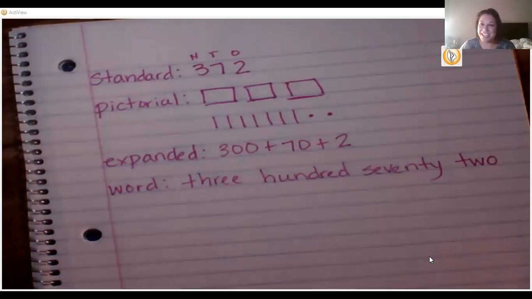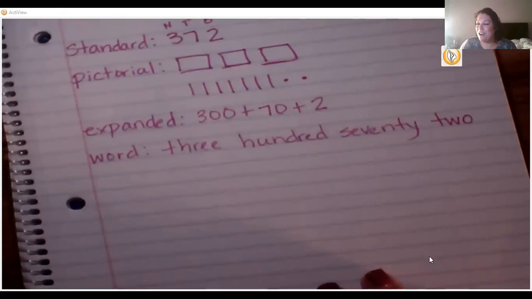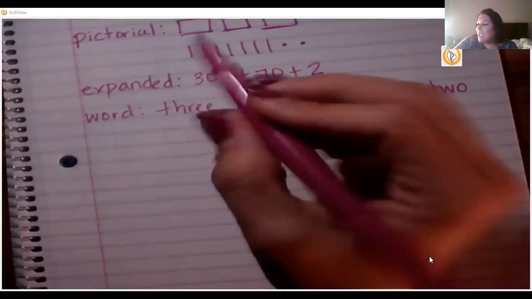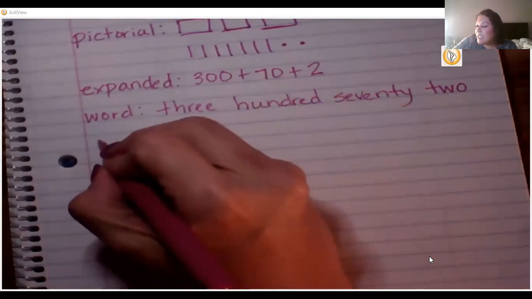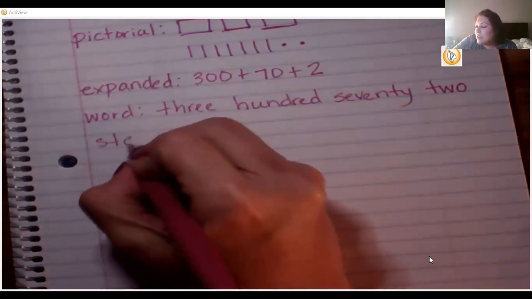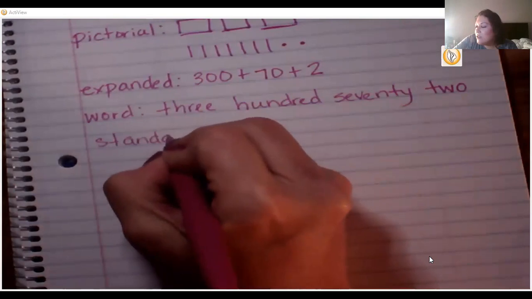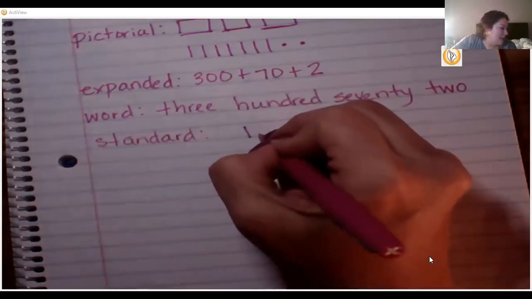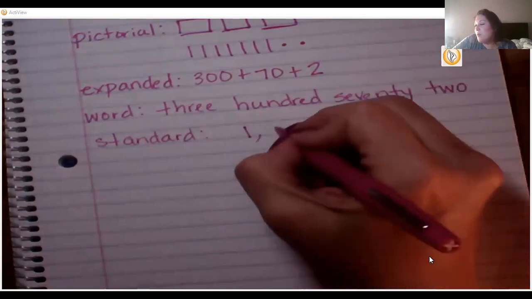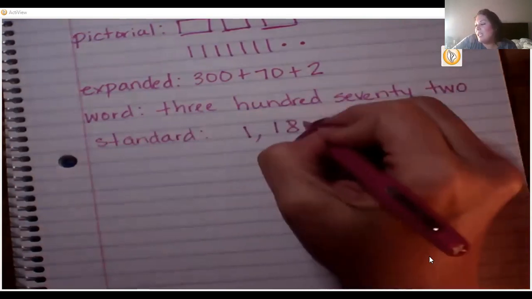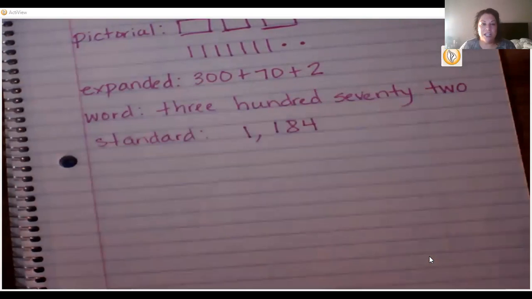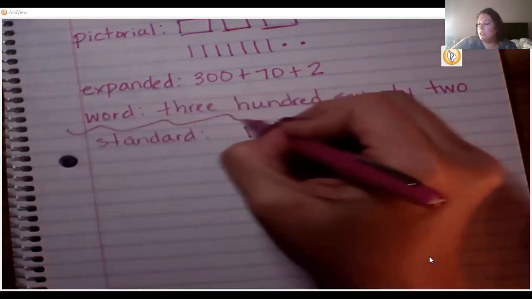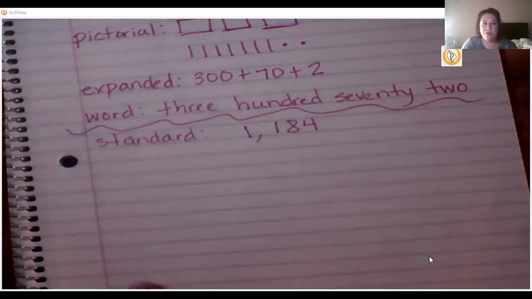Okay, good job, boys and girls. Should all be coming back to you now. So I gave you one more to practice, and that number in standard form, the easy way of writing it, is 1,184. I'm going to draw a little squiggly to show how these are separated.